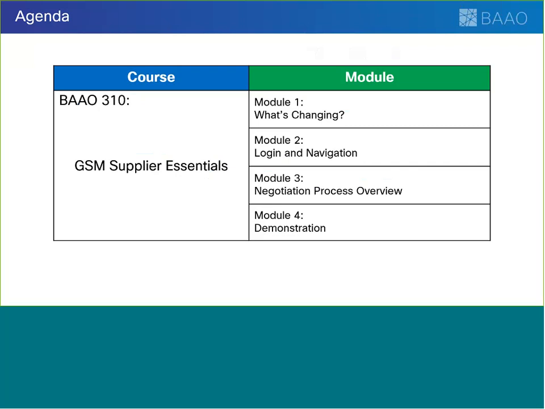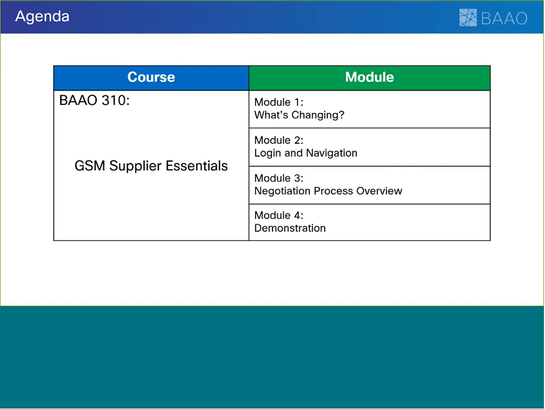The agenda for this course is as follows. First, we'll introduce the Business Analytics and Award Optimization platform, otherwise known as BAAO. We will discuss the changes in transitioning from Oracle X1 to BAAO for our suppliers. Then we'll cover login and basic navigation. After that, we will explain how to use BAAO to engage in negotiations. And then finally, we'll conduct a live how-to video playing the role of a supplier interacting in the BAAO platform.